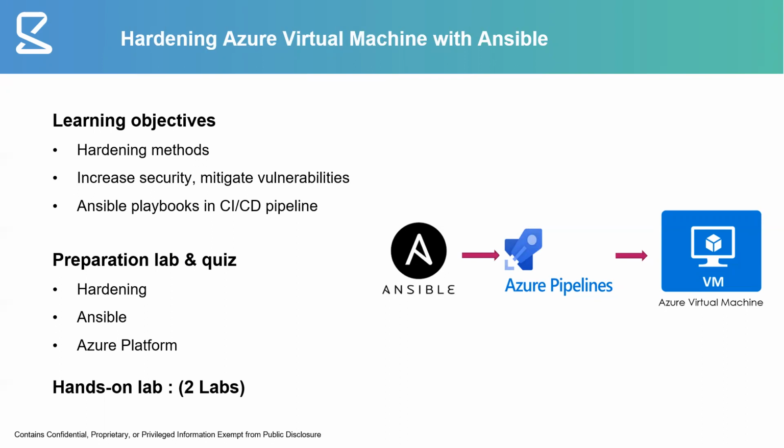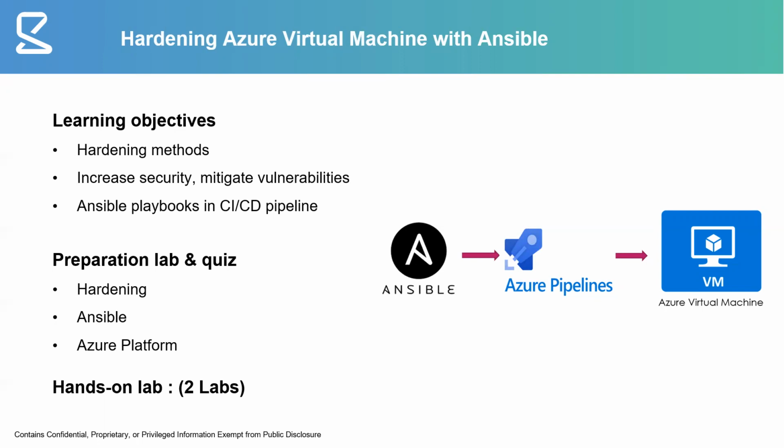By following the course, first of all, you will complete a preparation lab, which will introduce you to the course and what you should achieve. It's all about hardening, Ansible tools, and the last one is the Azure platform. Then the knowledge you obtained will be evaluated by completing the quiz. After completing the quiz, you will step into the hands-on lab. You will experience some exercises, and it will be divided into two labs.